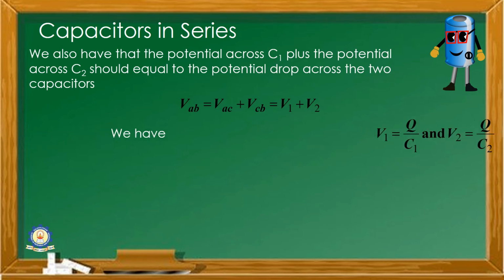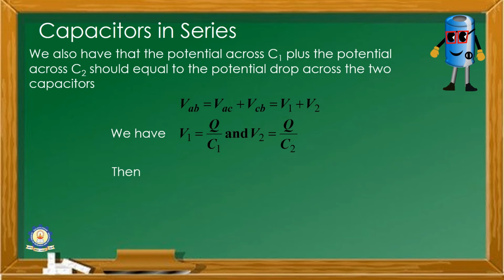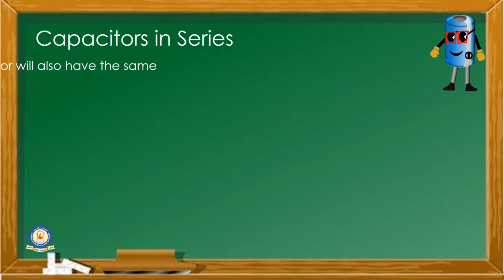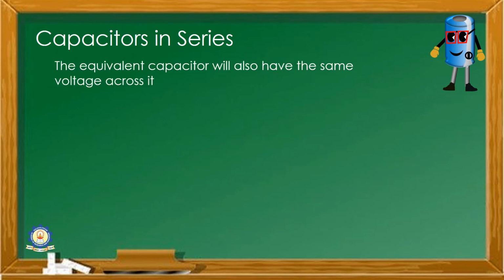We have V1 is equal to Q by C1 and V2 is equal to Q by C2. This indicates that when the capacitors are placed in series, the charge is uniform or the charge is constant. Then VAB is equal to Q by C1 plus Q by C2. Dividing by the charge throughout, we get VAB divided by Q, which is equal to 1 by C1 plus 1 by C2. So proceeding further, we get the equivalent capacitor that will also have the same voltage across it.